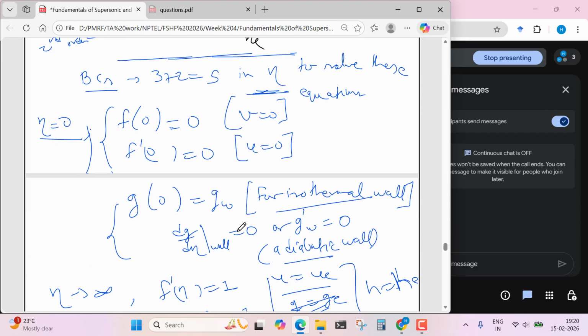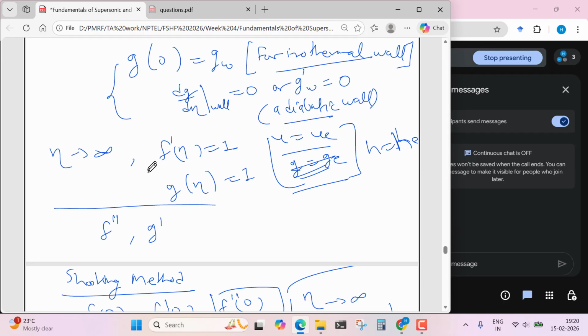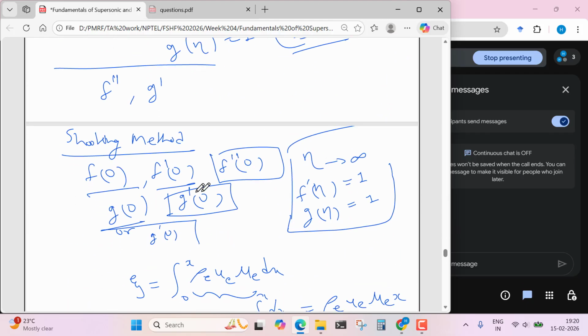Okay. So here you already know the value of f0, f dash 0 and g0. And you assume the value of f double dash 0 and g dash 0. These two values we assume at the wall, and we try to find the value of f dash eta and g eta, where eta tends to infinity. So if this value comes equal to 1, it means that whatever we assumed is correct. That will be our solution.